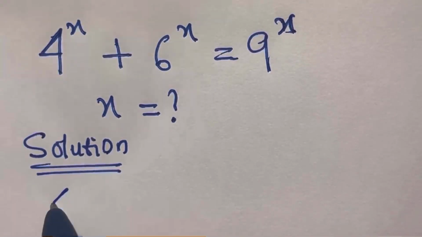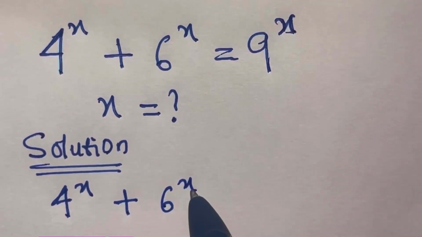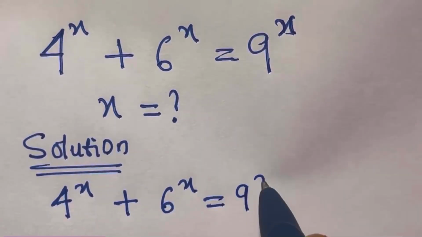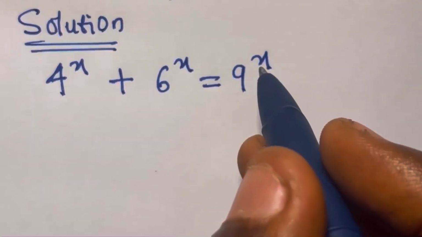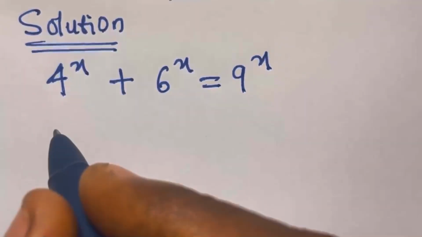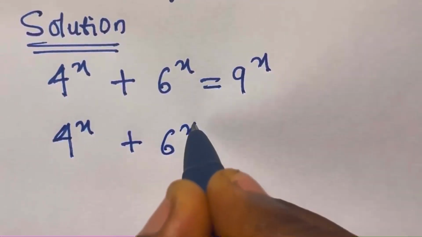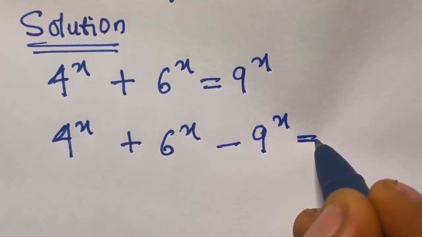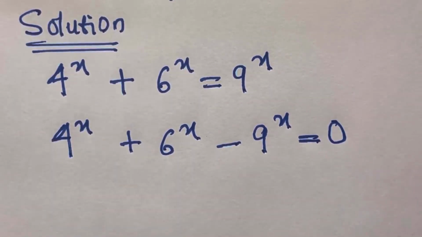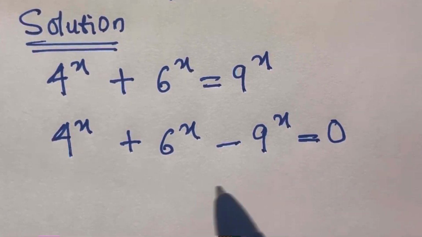We have 4 raised to the power x plus 6 raised to the power x equals 9 raised to the power x. So from here, if we just transfer this 9 raised to the power x to this side, we have 4 raised to the power x plus 6 raised to the power x minus 9 raised to the power x equals 0. Right? So from here, we divide through by 9 raised to the power x.